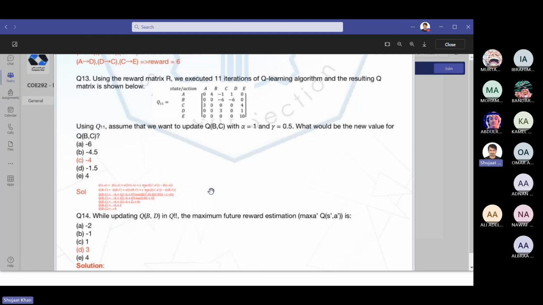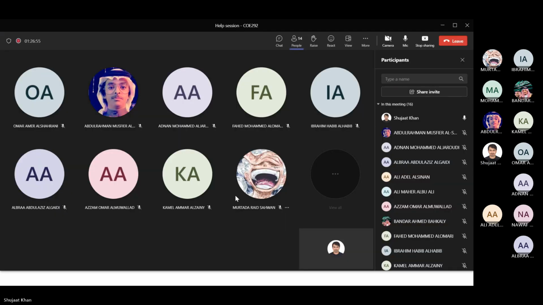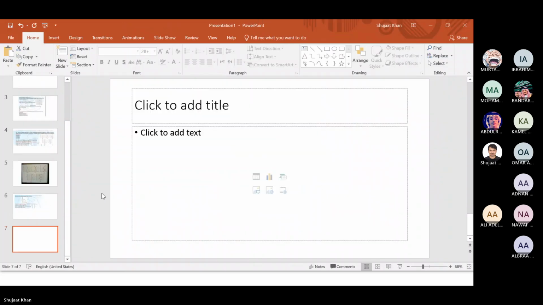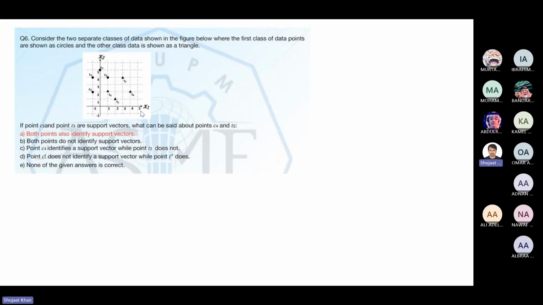The question is, what will be the new value for QBC? So QBC means you are in B and you want to go to C. So from B to C. If you go from B to C, it means in C you will have these options.